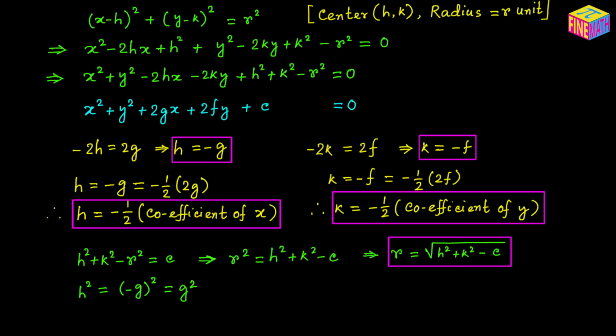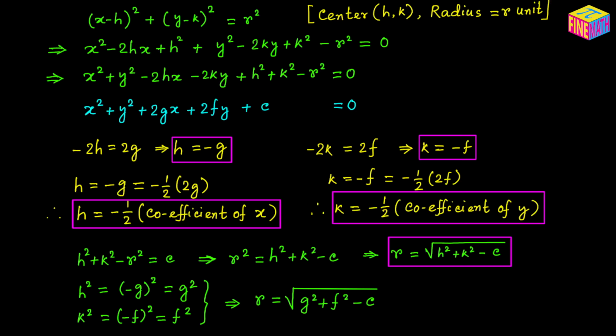Also, we know that h is equal to negative g, so we can write h squared as negative g whole squared, and that is essentially positive g squared. And similarly, we know k is equal to negative f, so k squared would be equal to negative f whole squared, that is again equal to positive f squared. And from here, we can then say that r will be equal to the square root of, in place of h squared, I have written g squared, and in place of k squared, I have written f squared.